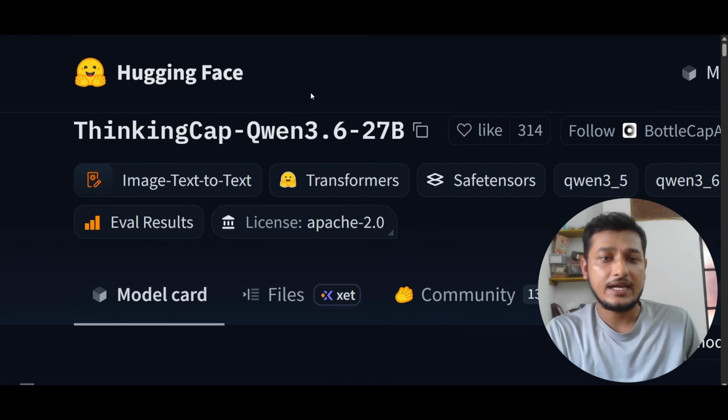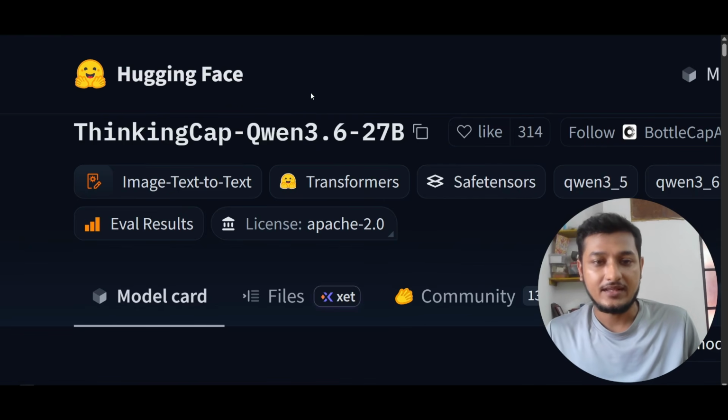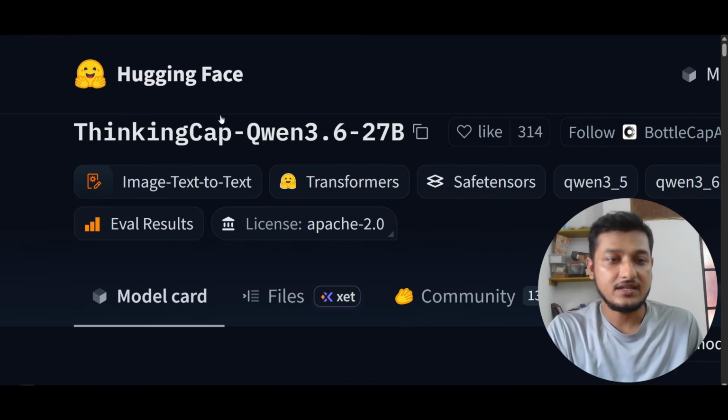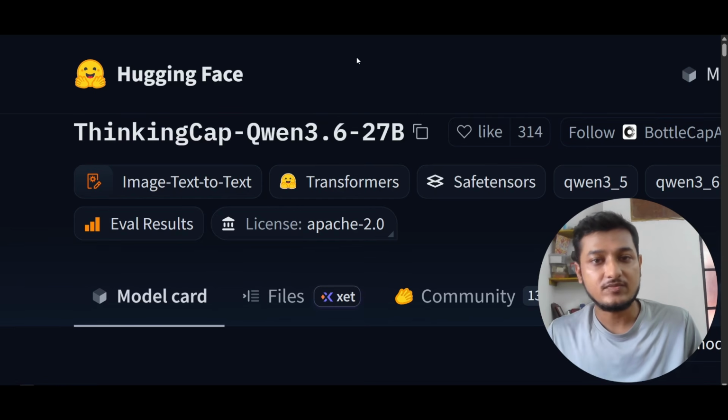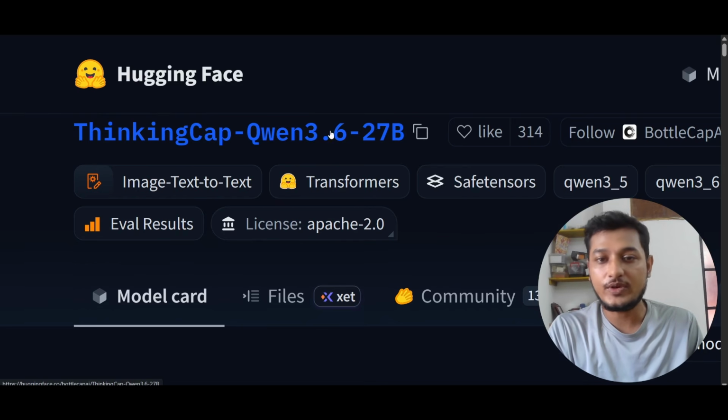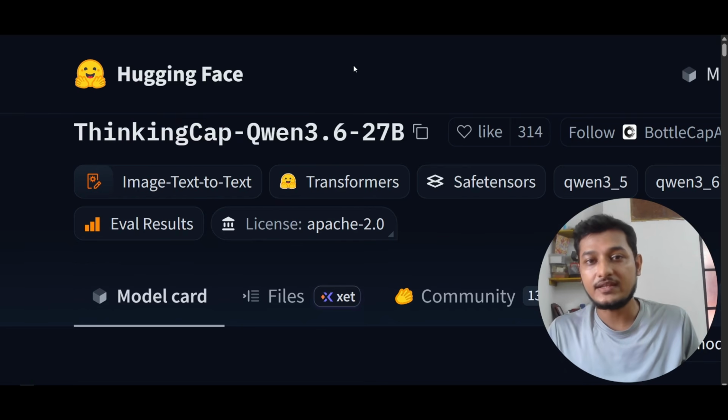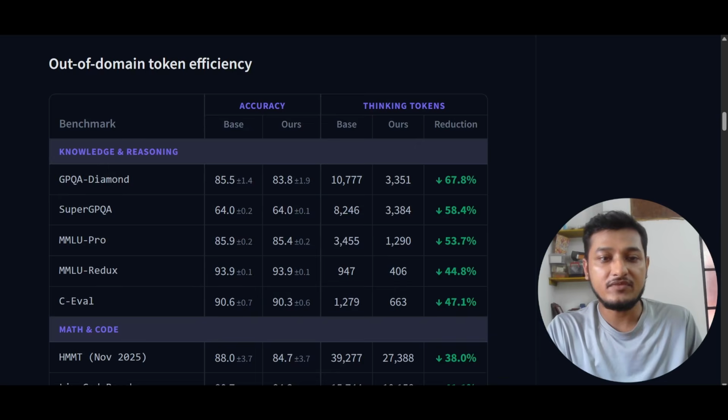Hey guys, welcome back to another new exciting video, another new open source model, which is the ThinkingCap Qwen 3.6 27 billion. Yes, the base model is the same as the Qwen 3.6 27 billion, but they have modified the thinking capability. And after modifying this thinking capability, you see they have got the same accuracy as the base model.